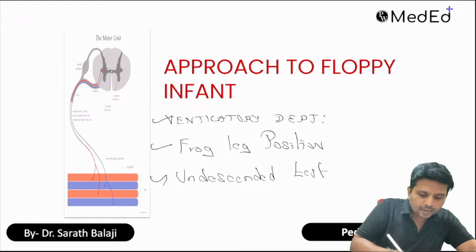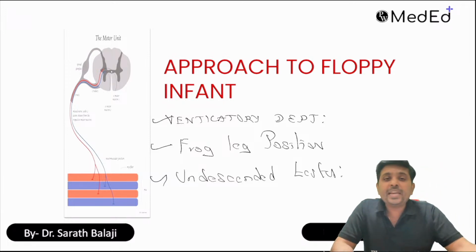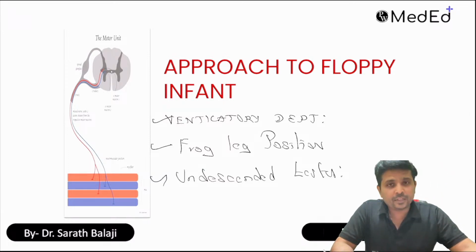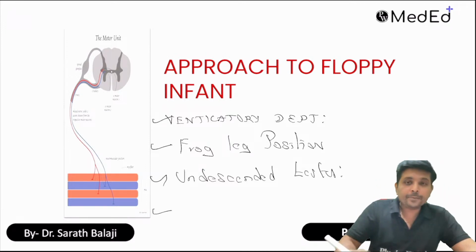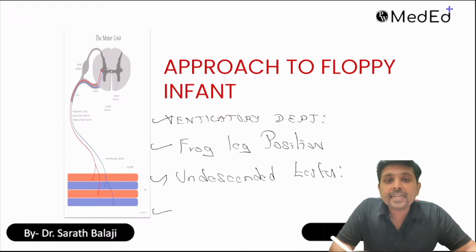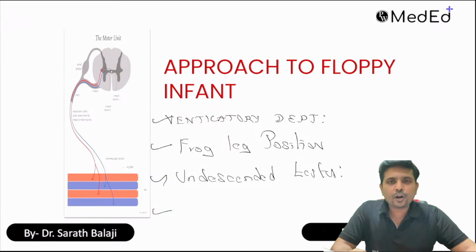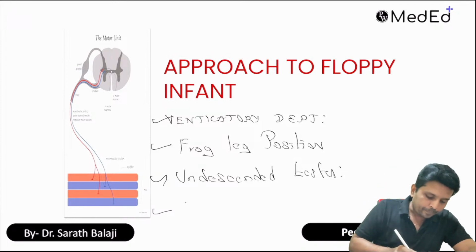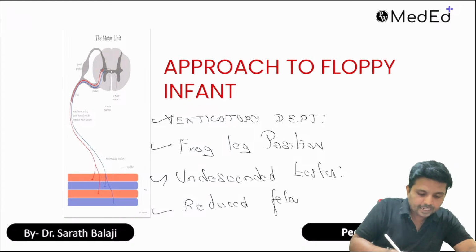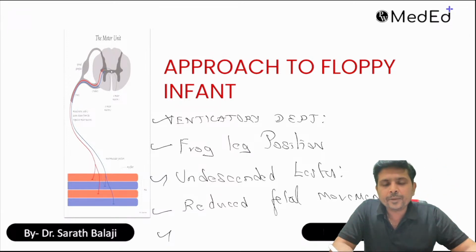So boys with undescended testis should be evaluated for some issues with respect to the neuromuscular system. And finally, is there any antenatal clue? If the child is not moving the limbs properly, there will be reduced fetal movements during the antenatal period. So the next one is reduced fetal movements during the antenatal period.